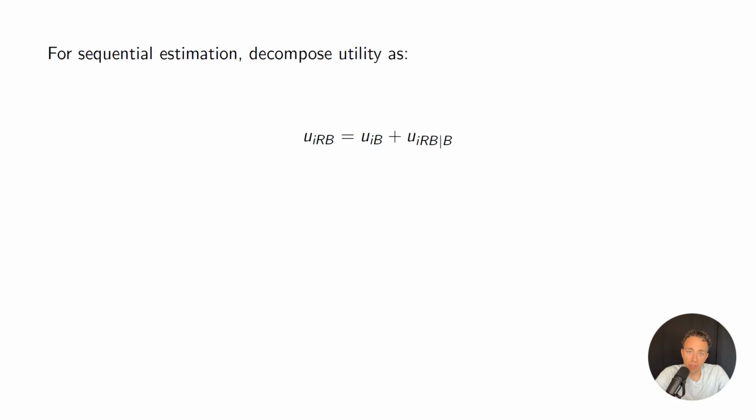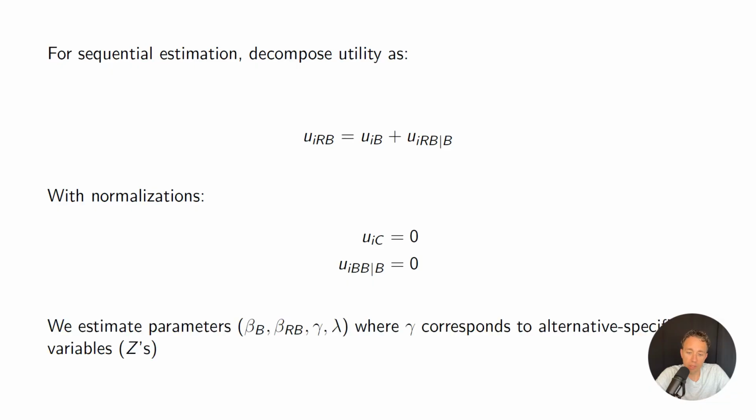So now, to pursue this sequential estimation idea further, let's decompose the utility for the red bus as having a component that's the utility for riding any bus, and then a separate component that's the utility of riding a red bus given that a bus was chosen. Then we can make some other normalizations. We can normalize the utility of the car to be 0 and the utility of blue bus given bus to be 0.